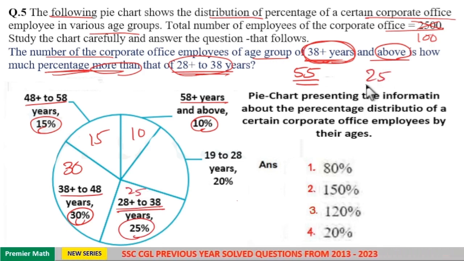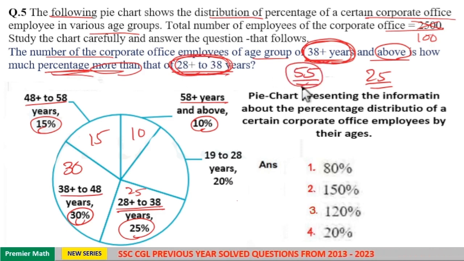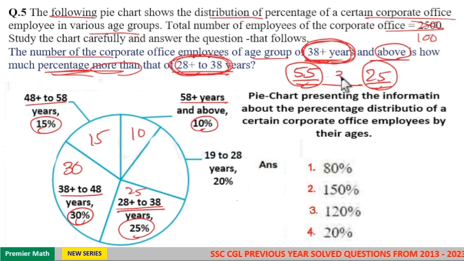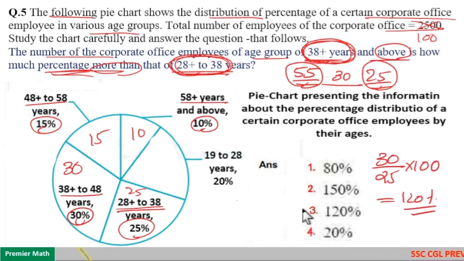So our question is simply: the age group above 38 years is how much percentage more than the age group between 28 to 38 years. That is, 55 is how much percentage more than 25. Here 55 is 30 more than 25. So 30 out of 25 into 100 is our answer, which is equal to 120%. Option 3 is your answer.